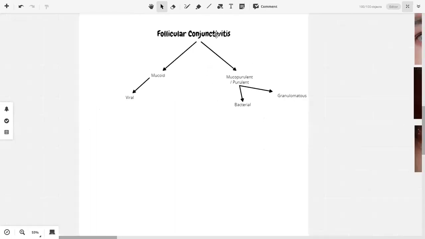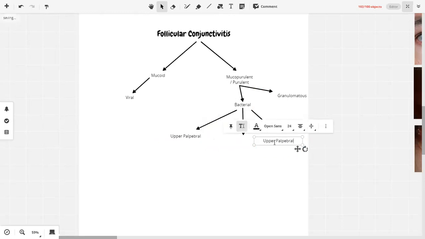Bacterial conjunctivitis. Now, depending upon the location of the follicles, we can have follicles at three places. We can have follicles at the tarsal conjunctiva, the upper palpebral. We can have follicles at the lower palpebral conjunctiva. We can have follicles at the bulbar conjunctiva.